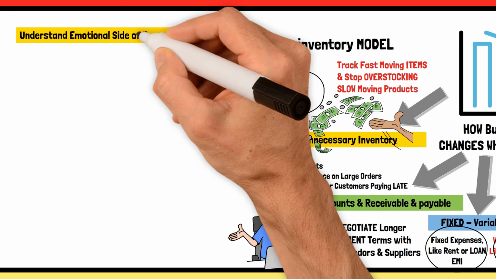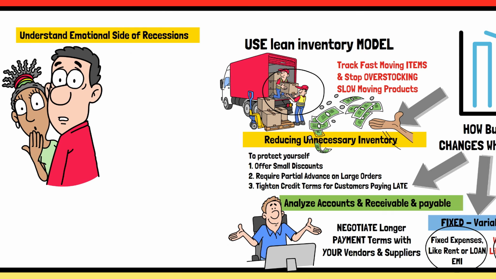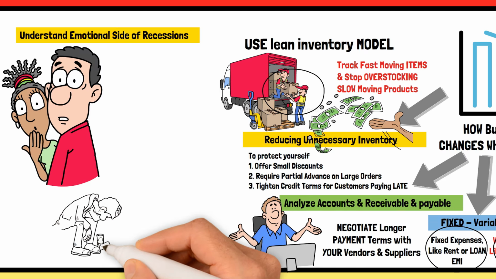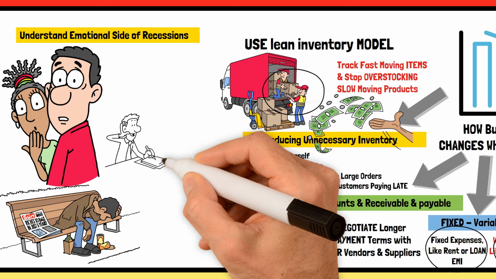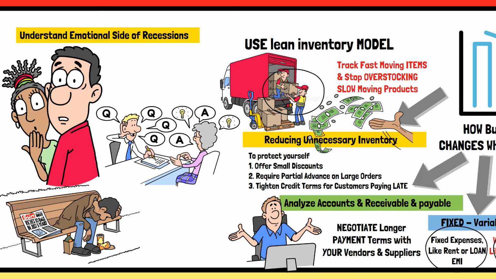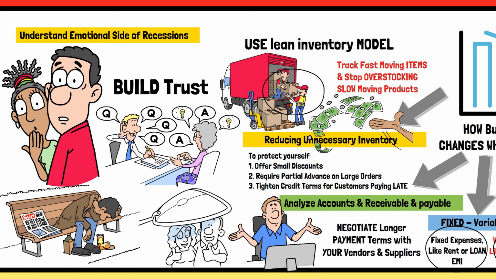Understand the emotional side of recessions. Customers fear losing money, suppliers fear losing clients, and business owners fear going bankrupt. When fear is high, communication becomes a powerful tool. Talk to your customers, suppliers, and employees openly. Explain your situation, hear their concerns, and build trust instead of silence. Trust shortens payment timelines, keeps relationships stable, and protects your business more than aggressive tactics ever will.